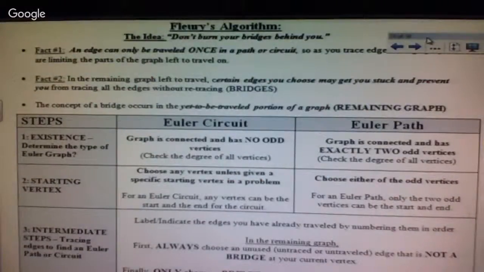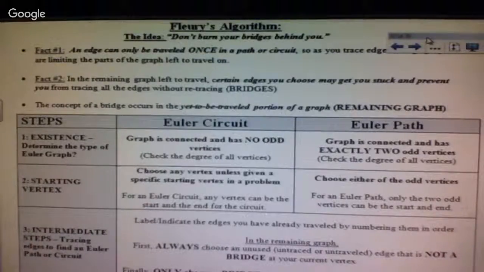So all this just explains in words what we just did. Okay. So first you're going to determine the existence. If we have no odd vertices, it's a circuit. If we have exactly 2 odd, it's a path. If you have anything else, it's neither. If it's neither, you can leave it alone and move on with your life. If it's a circuit, you can choose any vertex you want unless it tells you where to start. In an Euler path, you have to pick one odd vertex to start and the second one to finish. And you're going to trace the edges and number them as you trace them to create that path or circuit.